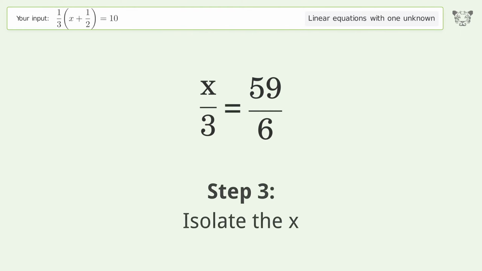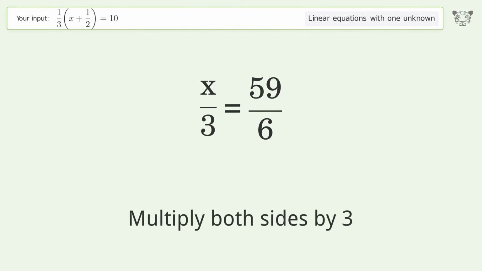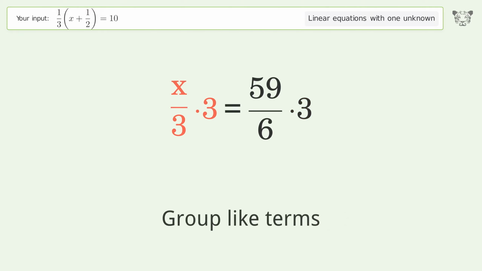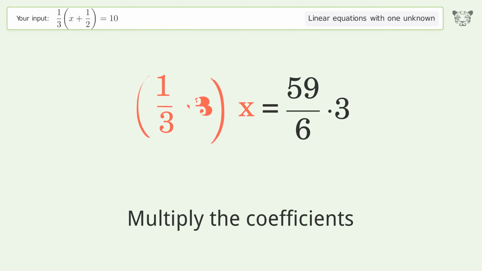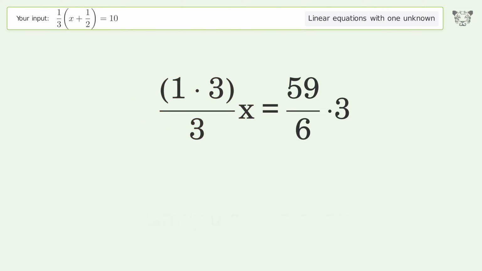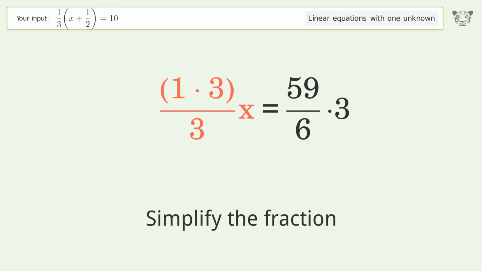Isolate the x. Multiply both sides by 3. Group like terms. Multiply the coefficients. Simplify the fraction.